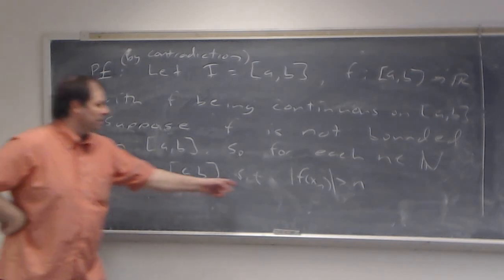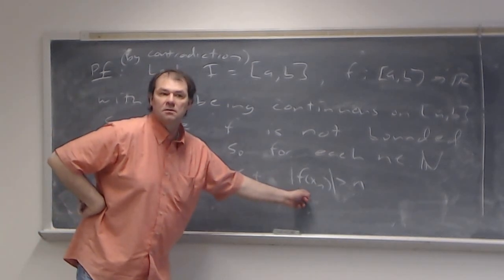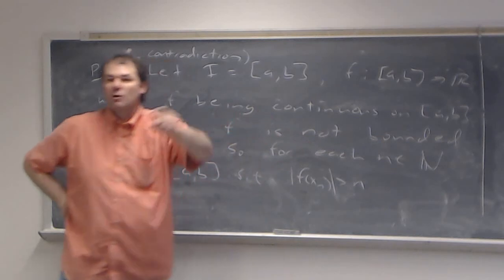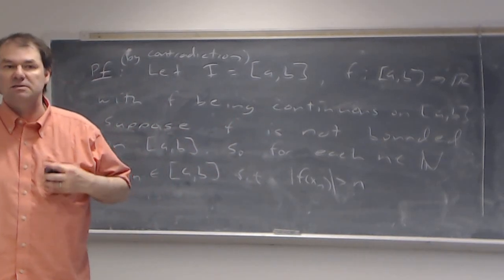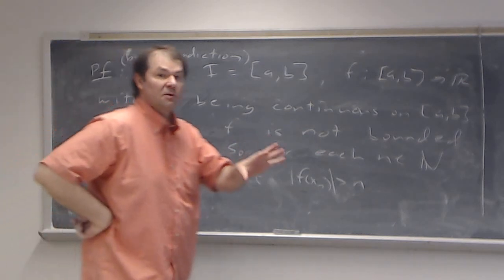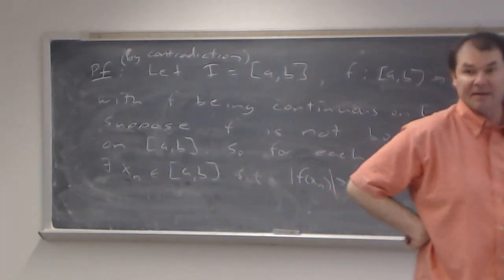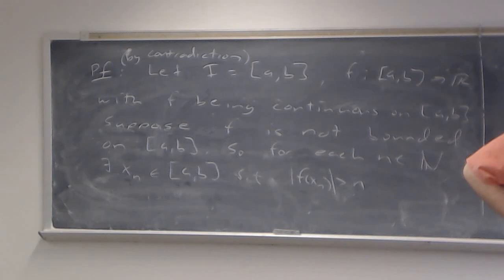Because this sequence isn't bounded, so it can't converge. But F of that sequence has got to converge to F of X, but it can't. I said what the proof is, but I've got to write it up, because it went awful fast. And that's what we'll do next time.